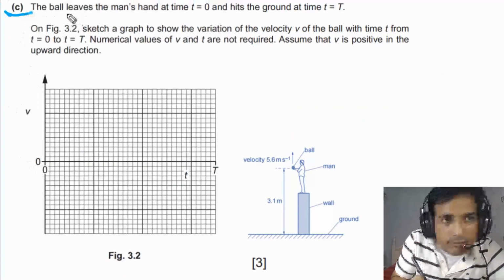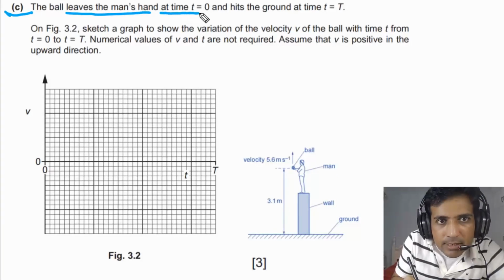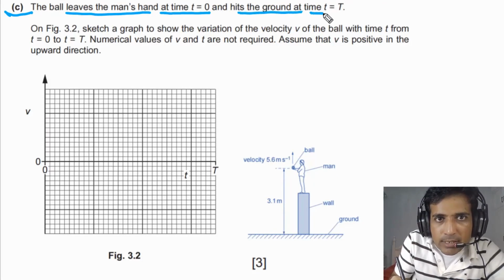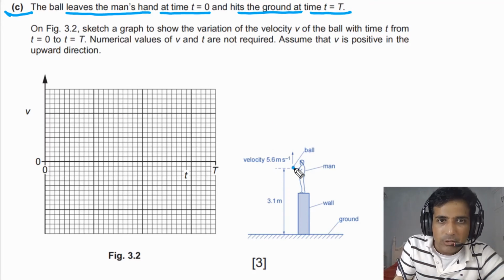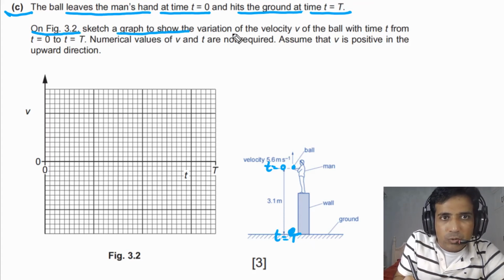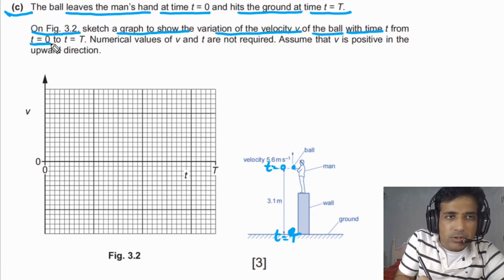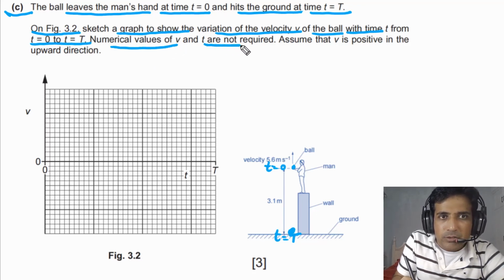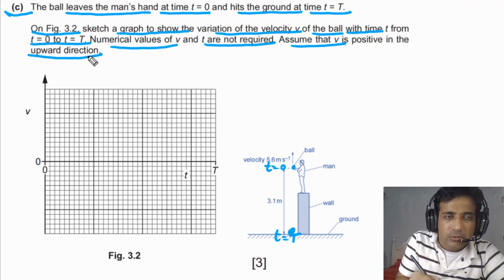For part C, it is given to us that the ball leaves the man's hand at time t is equal to 0 and hits the ground at time t is equal to capital T. So at this point, the value of t is given, that is equal to 0. And when the ball hits the ground, the value of t is equal to capital T. For this question on figure 3.2, we need to sketch a graph to show the variation of the velocity of the ball with time t from t is equal to 0 to t is equal to capital T. Numerical values of v and t are not required. Assume that v is positive in the upward direction. So this is very important.